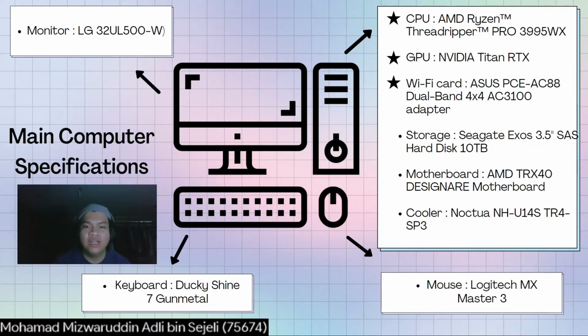For the motherboard and cooler, we use the AMD TRX40 Designer and a premium grade cooling fan from Noctua because both of these components are compatible with our AMD processor. And lastly, the peripheral devices: the Shine 7 gunmetal, a 100% layout mechanical keyboard, the Logitech MX Master 3, a mouse with USB Type-C, and the LG 32UL500W, a 4K 32-inch monitor.